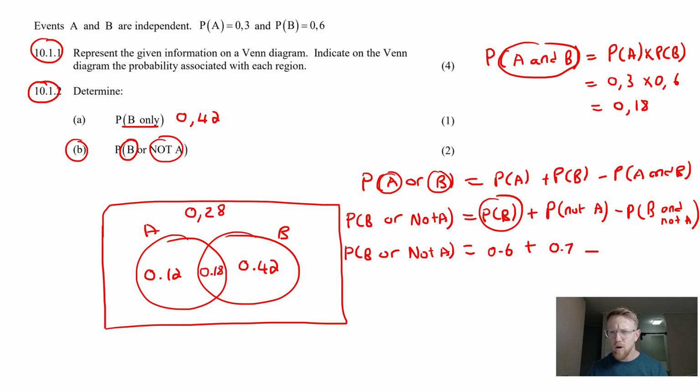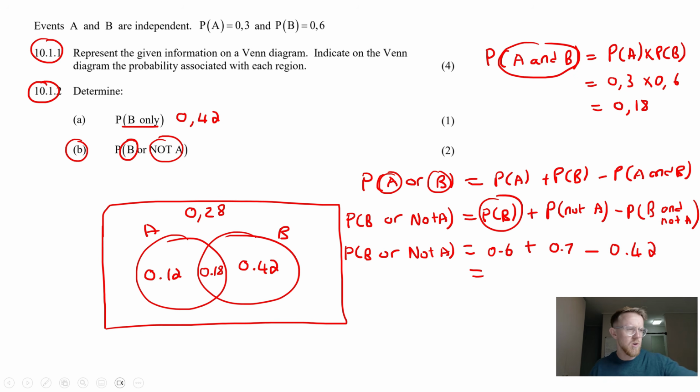minus. Now we have to subtract the probability of B and not A. So where are all the things that are in B, but they're also not in A? So it must be in B, but it also mustn't be in A. So that would be this area over here, this part here, right? Does that make sense to you? It must be in B, okay, so it must be in B, but it also must not be in A. So we can't include this little 0.18 part because it's not allowed to be in A. So then it will just be that part there. So we just say minus 0.42.